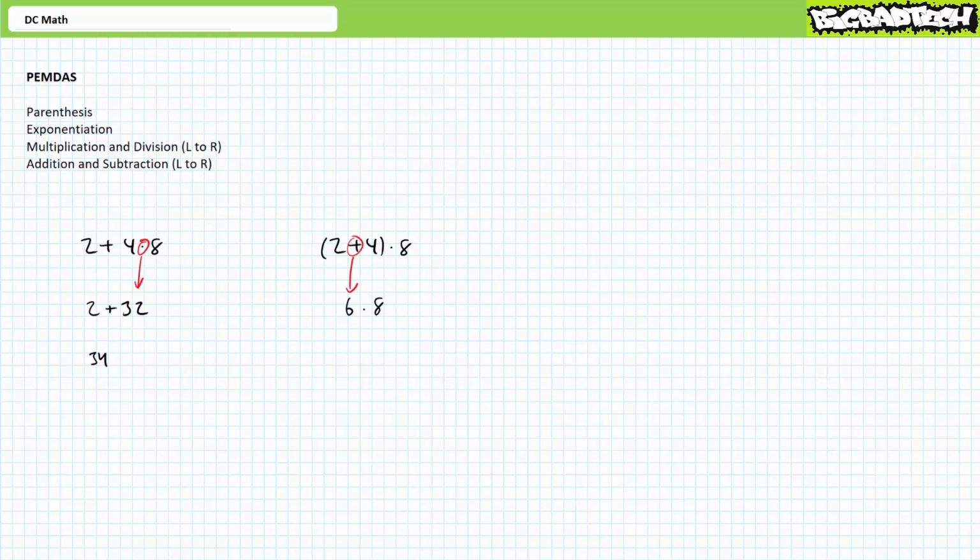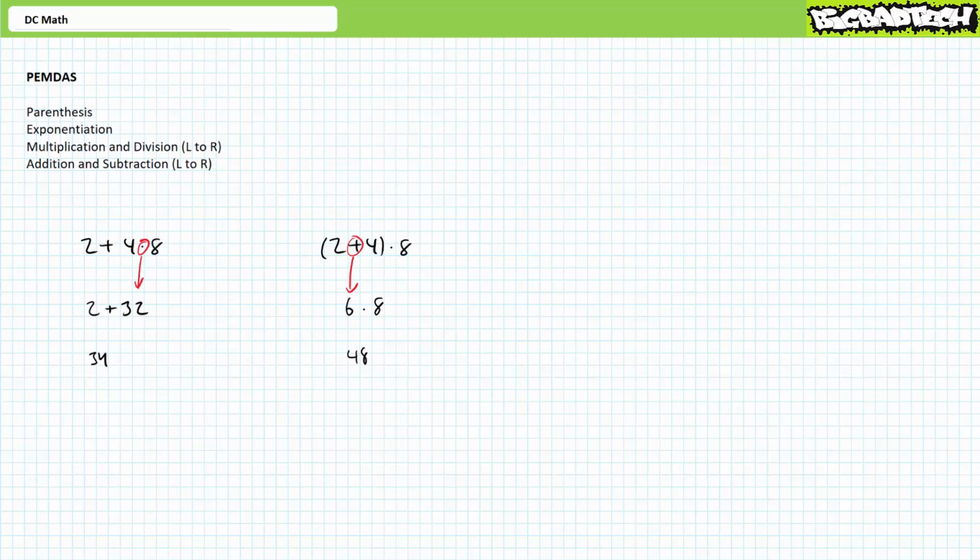Applying the order of operations hierarchy to this new expression, we're first asked to solve for operations inside the parentheses. 2 plus 4 equals 6. Now we move down the hierarchy. There are no powers nor roots. Move down one level. There is a multiplication operator. 6 times 8 equals 48. There are no further operations. This is the final answer.